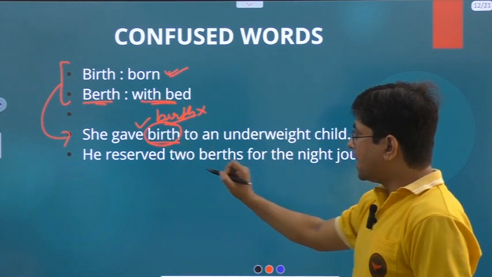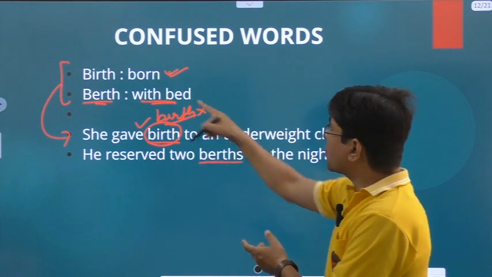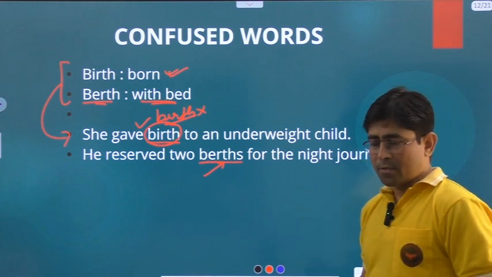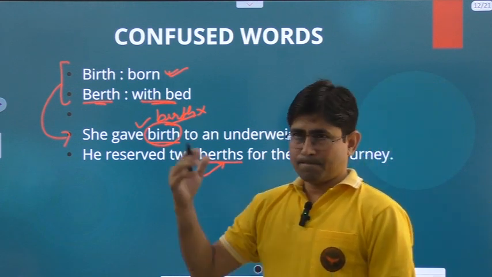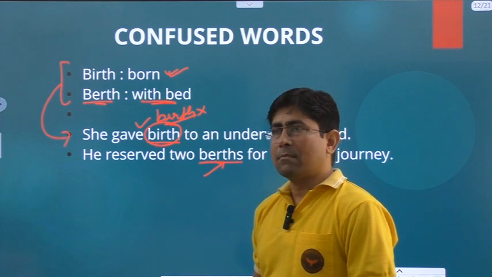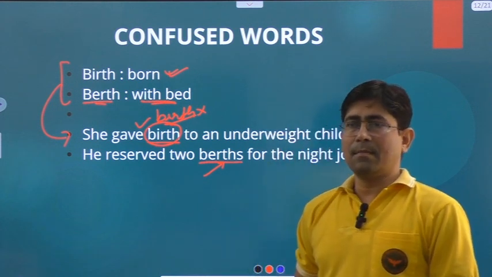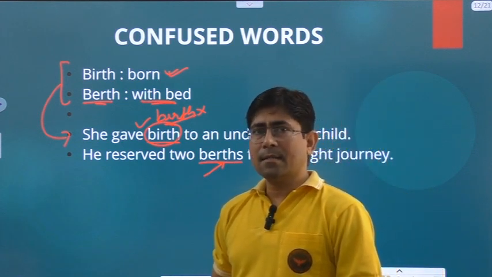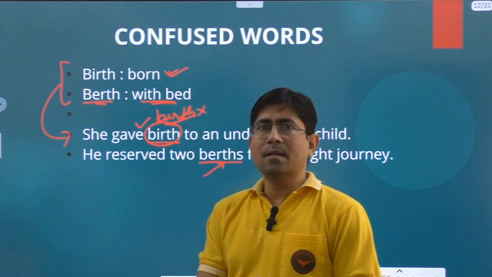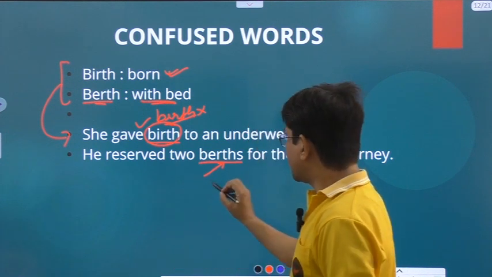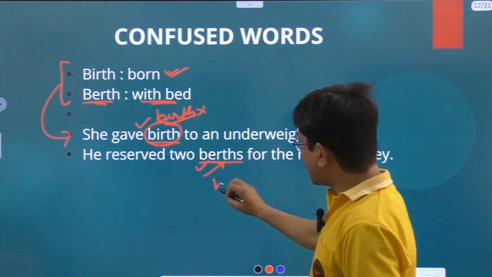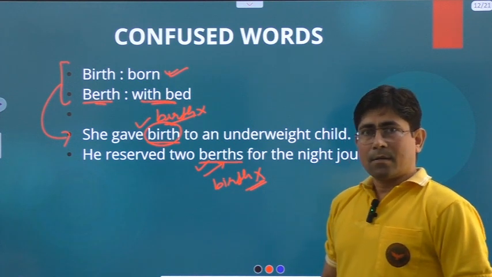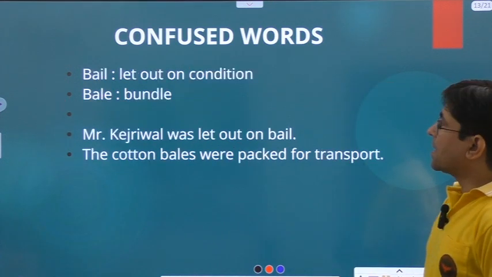And my next sentence, he reserved 2 berths, berths means 2 beds, in a coach, for the night journey. Okay, so maybe they are traveling to some places, and that journey was in the night. So what they decided is, they decided to reserve 2 berths. All right. So berths, this one, B-E-R-T-H-S. Do not use B-I-R-T-H. That will be wrong. Okay. Got it? Next, move to the next pair of words.